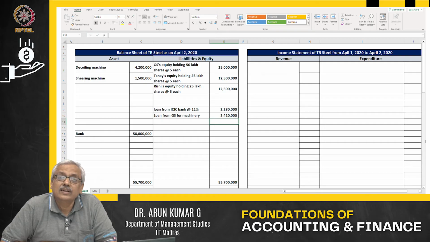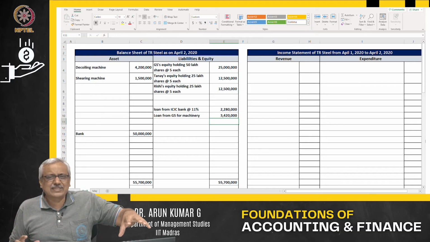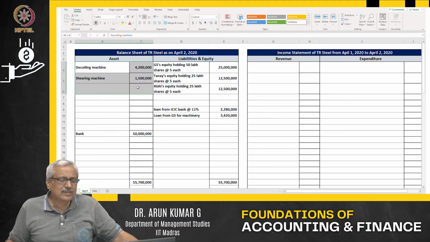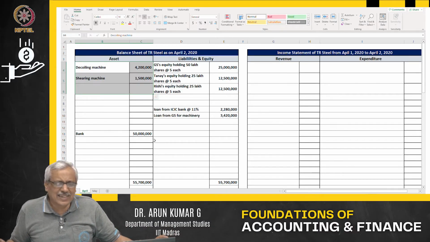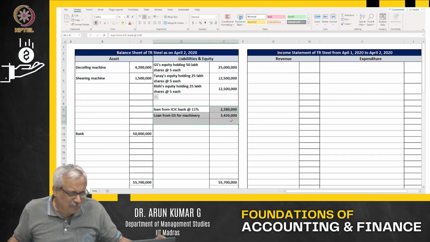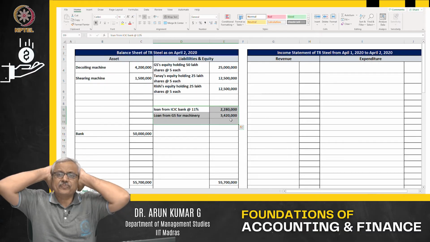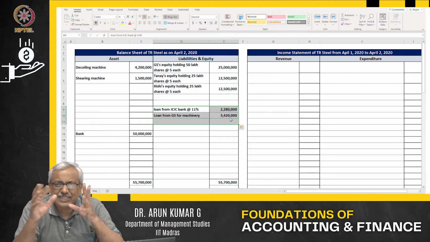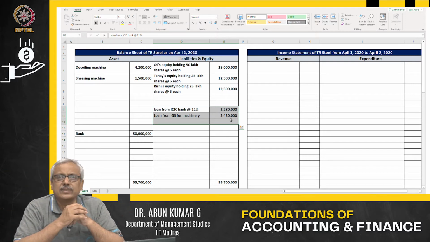Now, what happened in this transaction? An asset was purchased, an asset was created, the asset side positively impacted. Correspondingly, how did you finance this asset? You have financed this asset with a borrowing, so liability is getting affected. So in this case, what has happened? Two parts of the transaction, one asset getting impacted, another liability getting impacted.